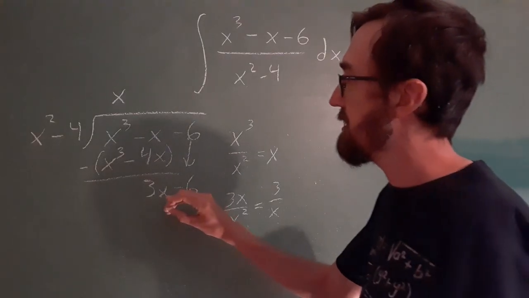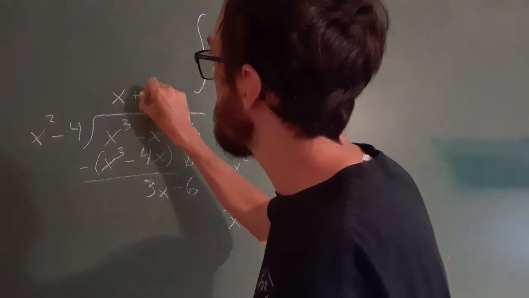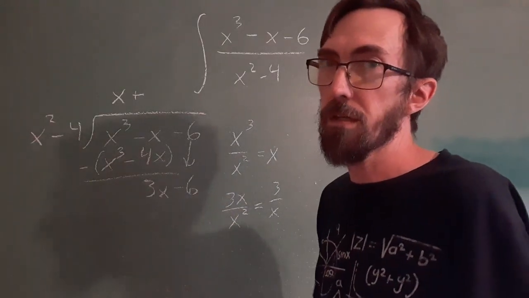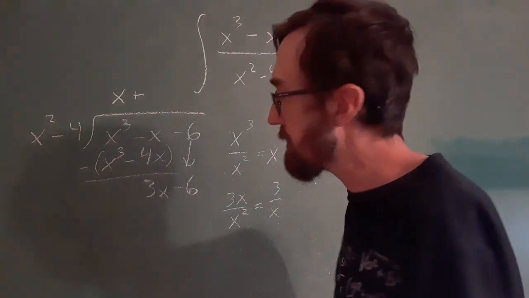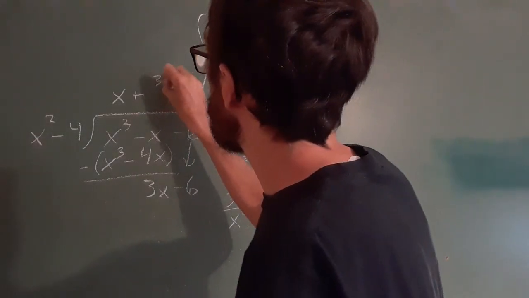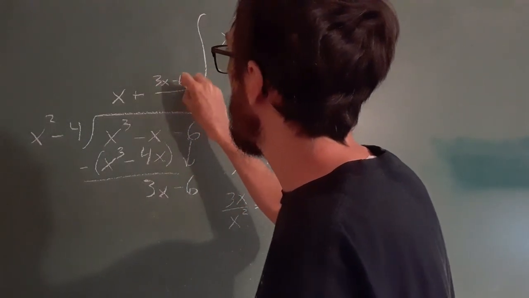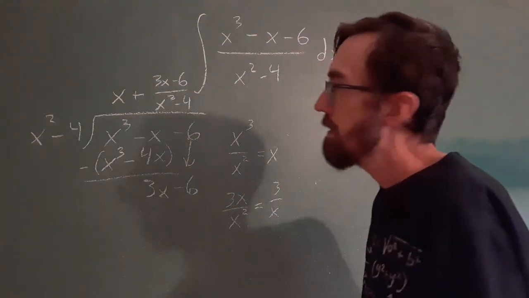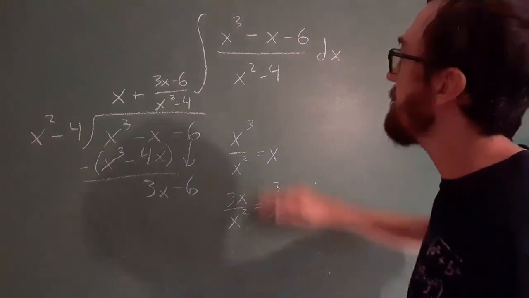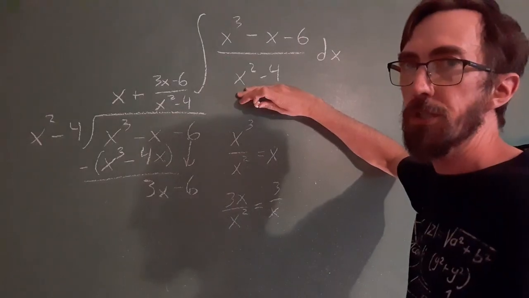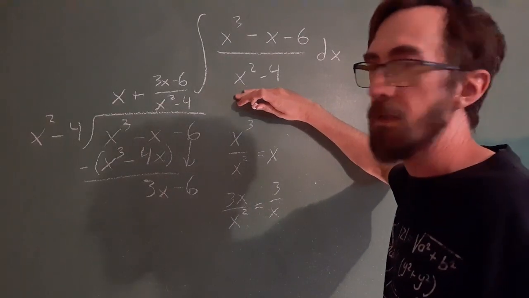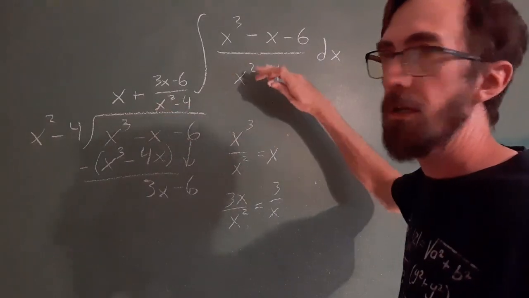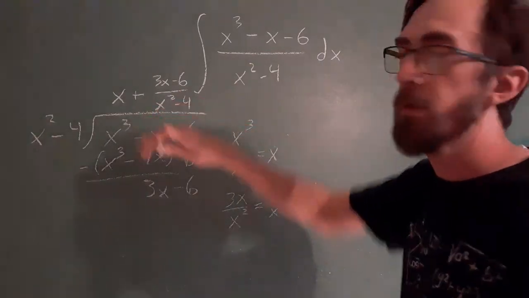So we're going to use this to build a fraction just like we would in long division in like a 4th or 5th grade classroom. This is going to be 3x minus 6 on x squared minus 4. Now, instead of integrating this rational function, we are going to integrate this quotient. They are algebraically equivalent.